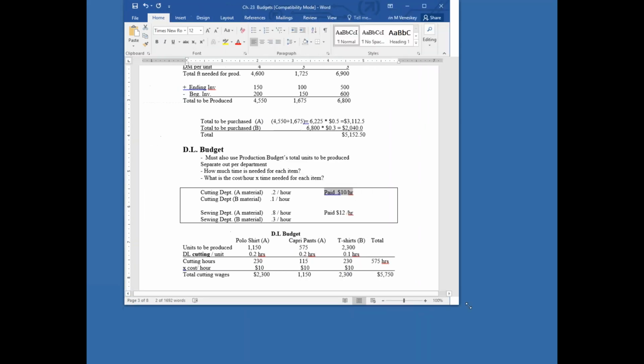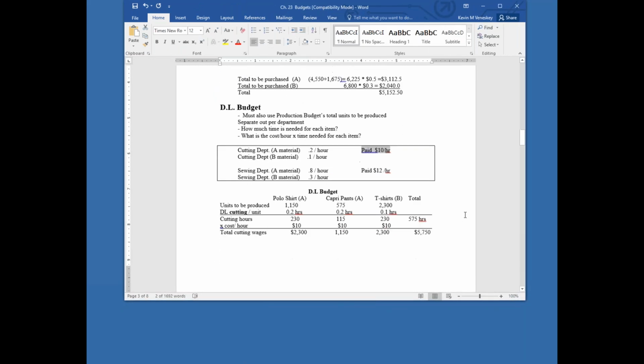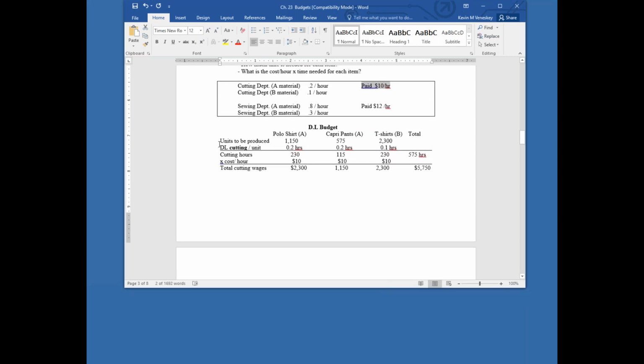Now, at this point, go ahead and pause and do the same for the other two items. All right, here are the answers for the other two items for the cutting. Now I would pause again and do the exact same thing for the sewing department. The only things that are going to be different are how much time it takes and the cost per hour. So go ahead and pause and try to do the sewing.